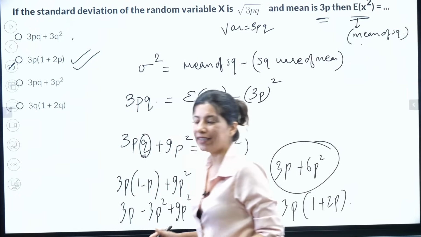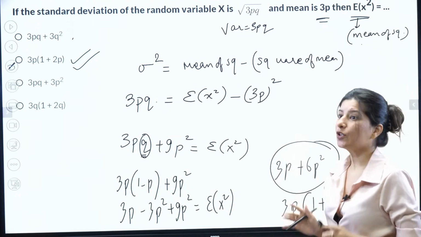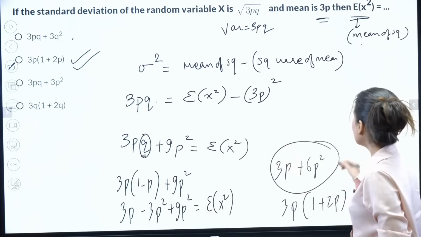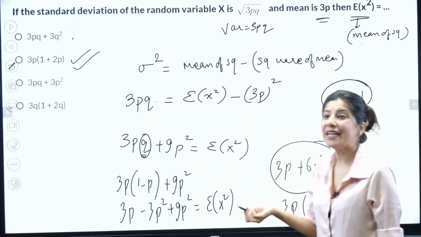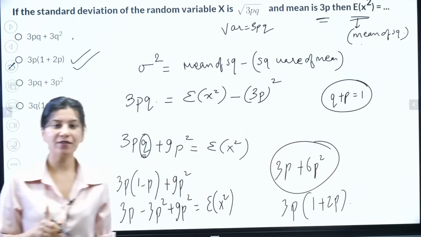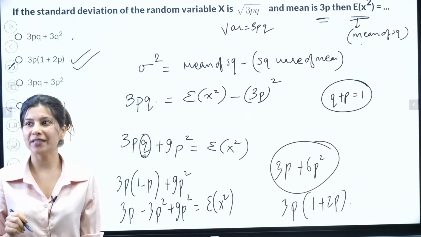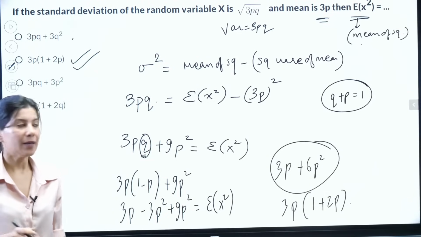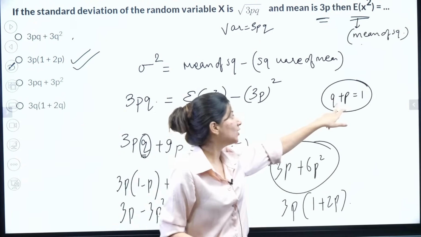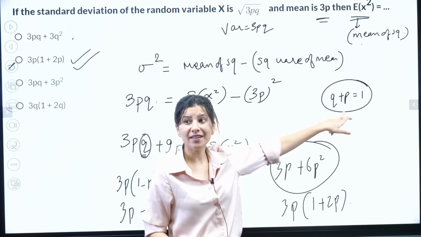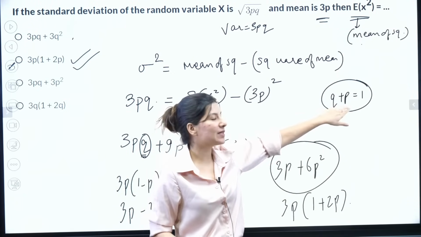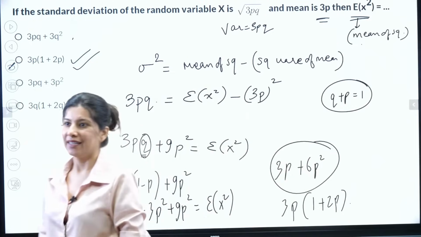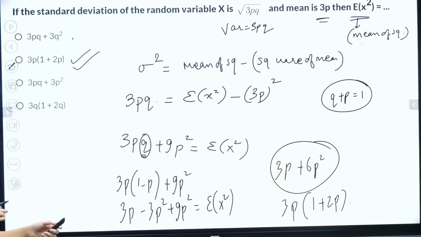Okay, all right, yes. How is q equal to 1 minus p, ma'am? Because q plus p is equal to 1. What are p and q? P is the probability of success and q is the probability of failure, remember? So p is success, q is failure. Failure plus success probability should be 1, right? This is the concept, okay?